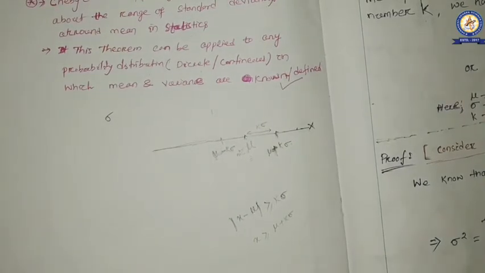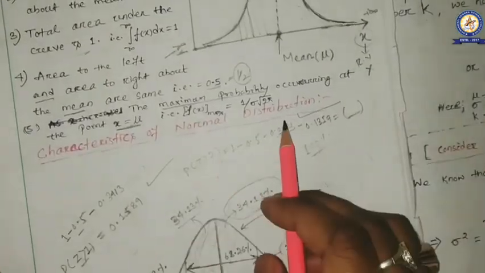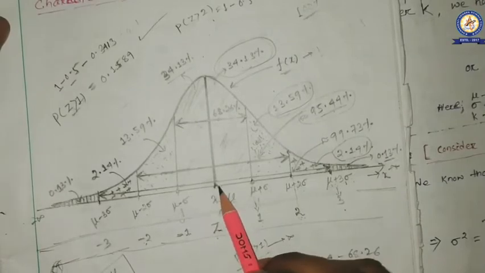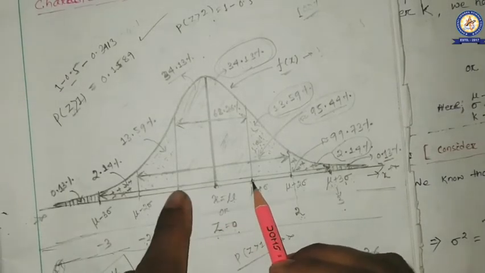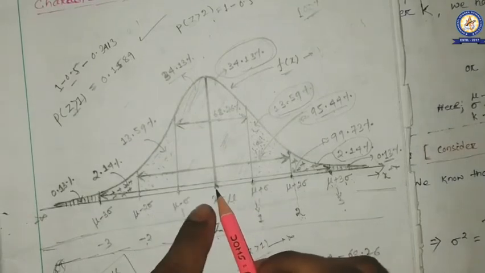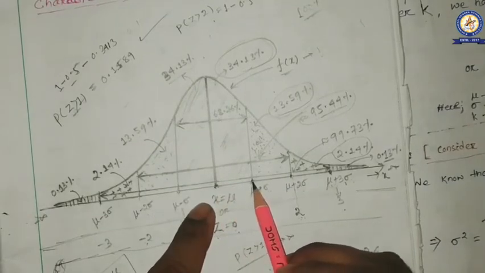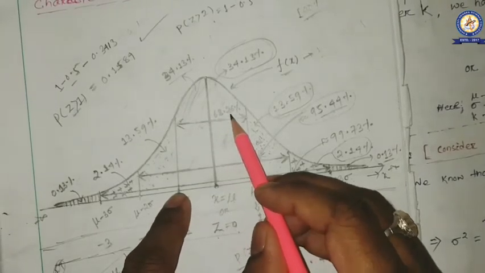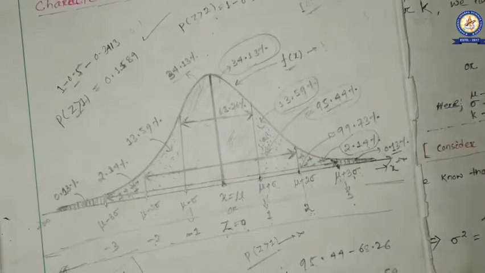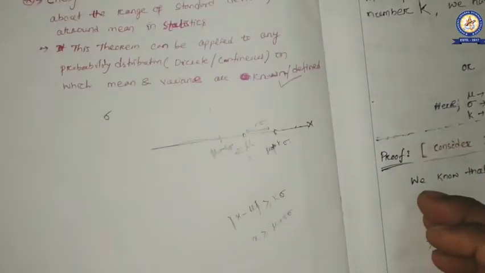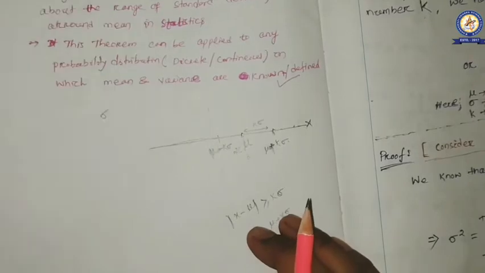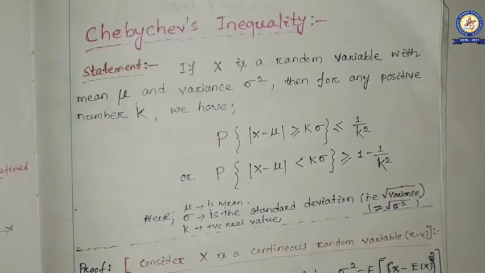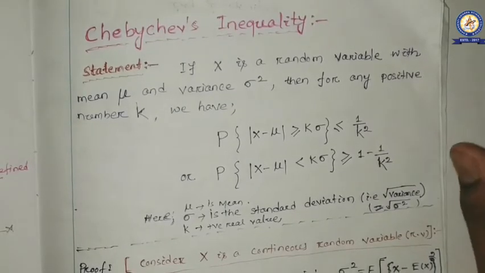Here I can show you one example belonging to the normal distribution, which we have already discussed in our previous classes. This is your mean point, and in between these two points, where the standard deviation is plus sigma and minus sigma, the probability will be 68.26 percent. Likewise, for a discrete probability distribution also we can use this inequality to find the probability of any range.